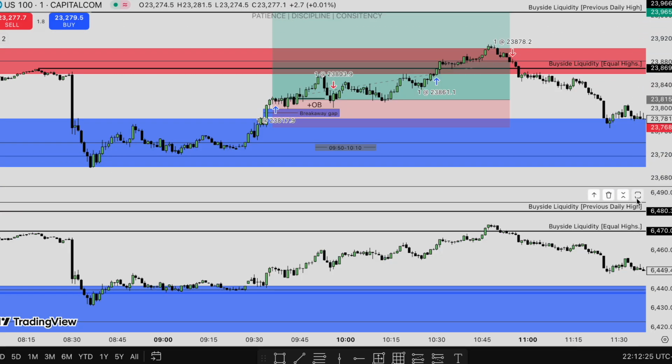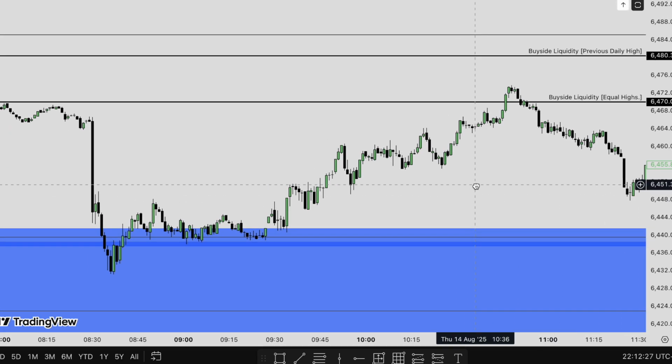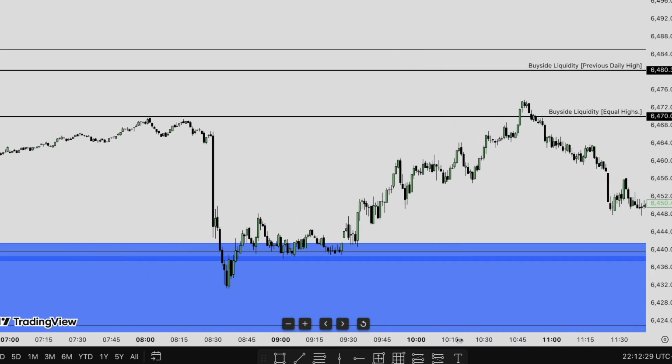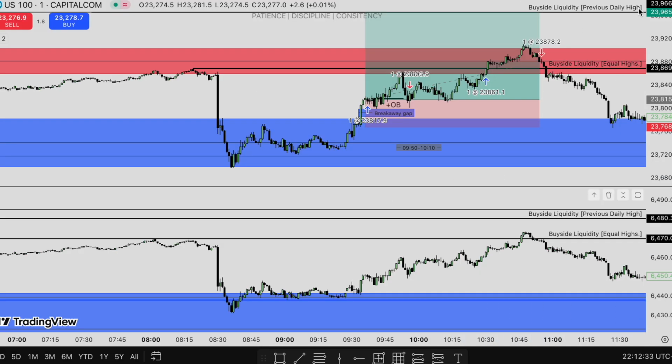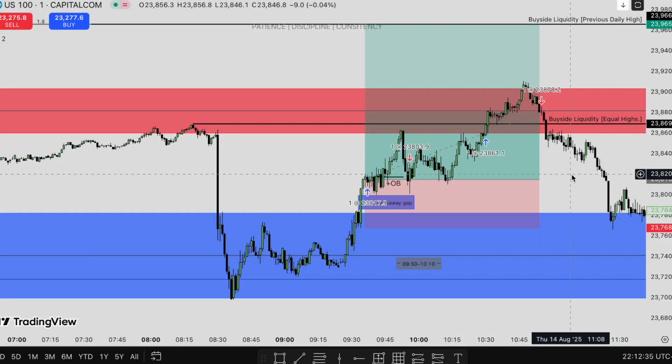And then on the S&P, what happened? Yeah, the S&P just reached this buy side as well and just retraced lower. But anyway, that's the trade that I took on Thursday.